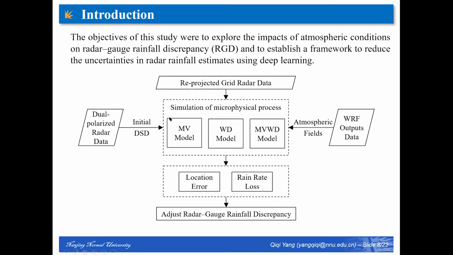Therefore, the objective of our study was to explore the impacts of the atmospheric condition on the radar gauge rainfall discrepancy, which we call RGD, and to establish a model to reduce the uncertainty in the radar rainfall estimates using the deep learning method.